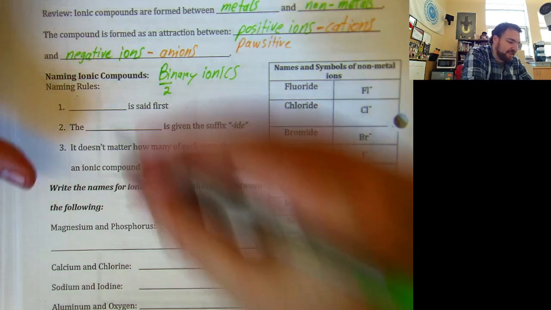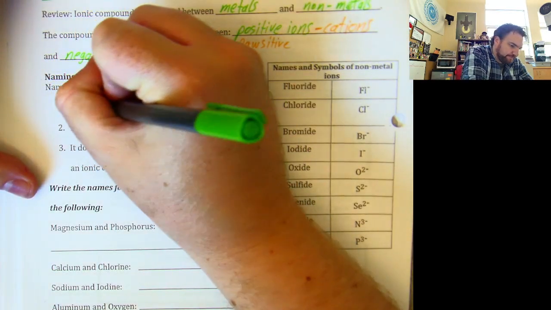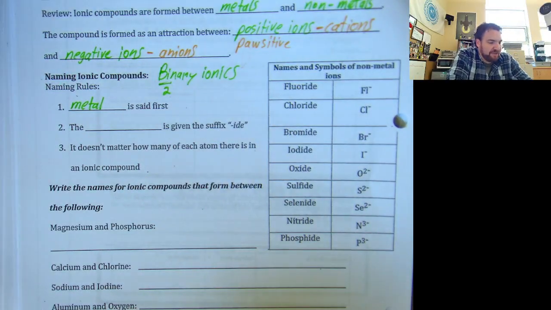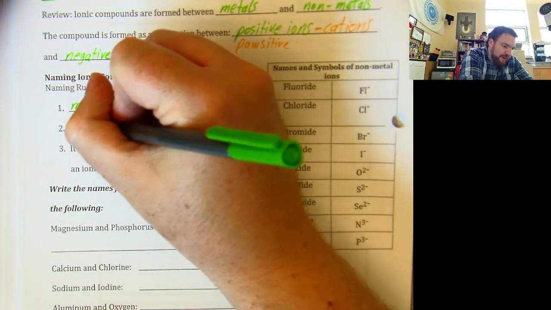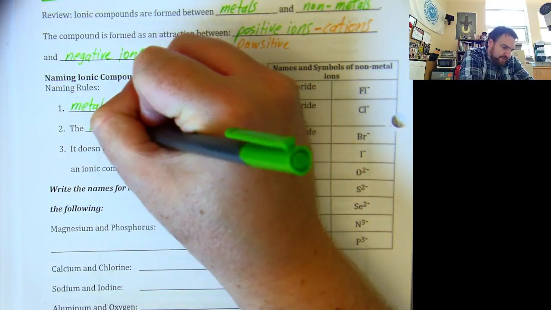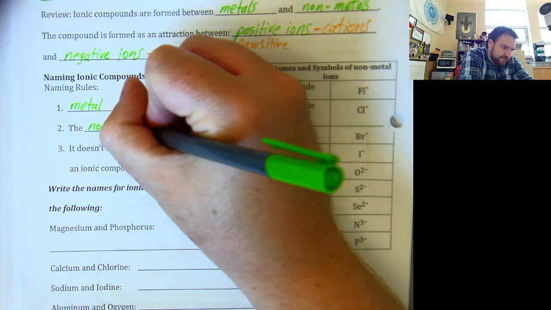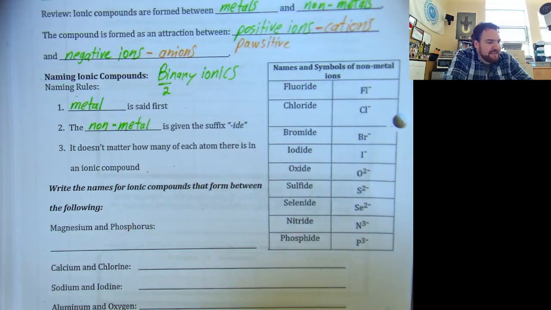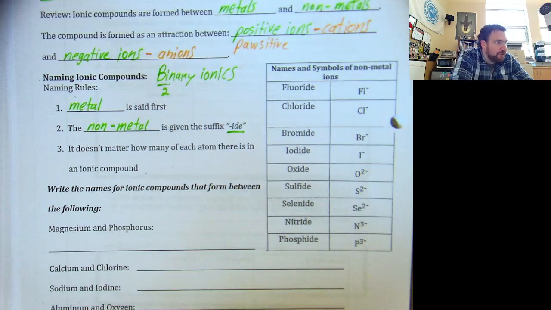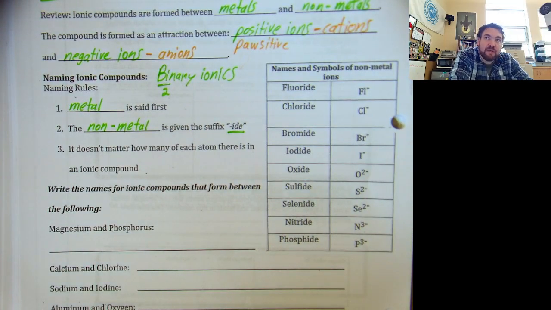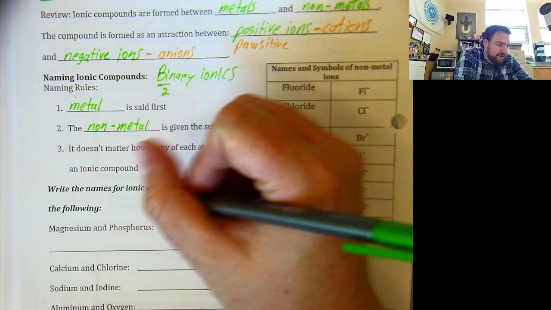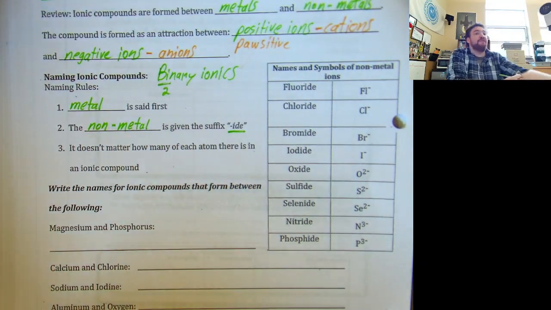And how these things get named is that the metal is said first. Whatever the ionic compound is, the metal always gets to go first. The nonmetal, the negative ion, the anion, is given the suffix IDE. Now, if you recall what a suffix is from way back in elementary school, it's an ending. You change the ending of the name, and it gets an IDE thrown there at the back. And it does not matter how many of each atom there is in an ionic compound because they will figure themselves out.